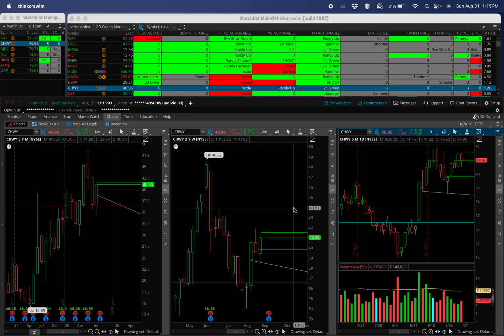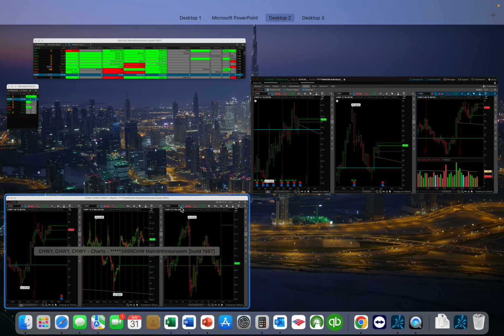Because what's it trying to do? It's trying to come back to this pivot on the weekly and then come up here and up here on the monthly. So it's still good for you.